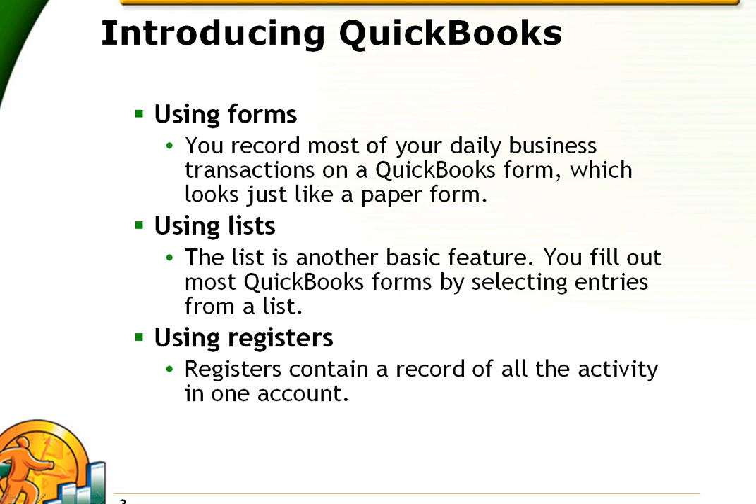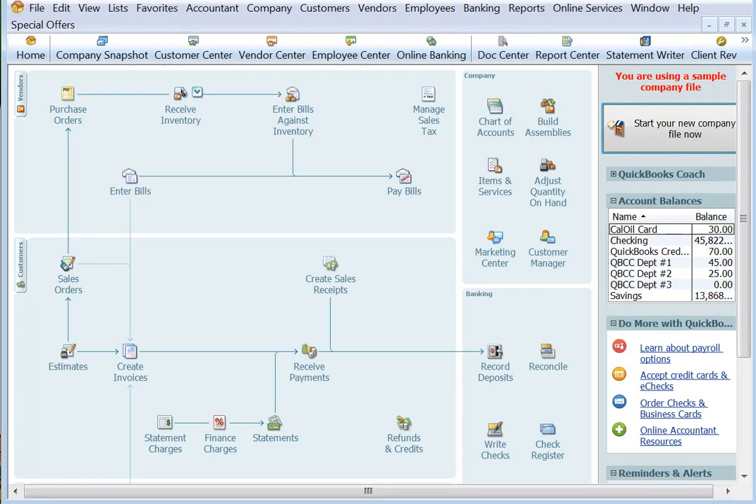When you are filling out an invoice form and you select a customer name from the Customer & Job list, QuickBooks not only fills in the name, but also fills in the address, the payment terms, and the customer sales tax based on the information previously entered about that customer. Here's an example of the Customer & Jobs list in the Customer Center.